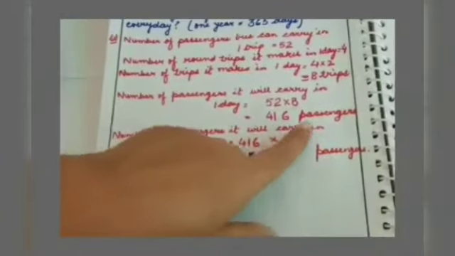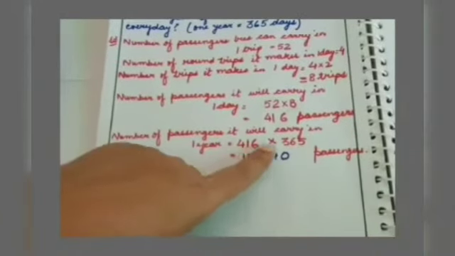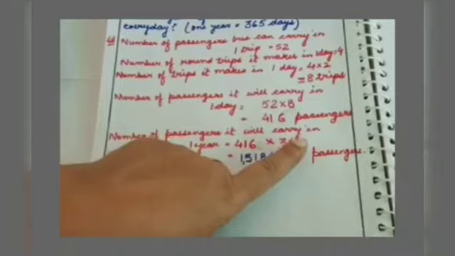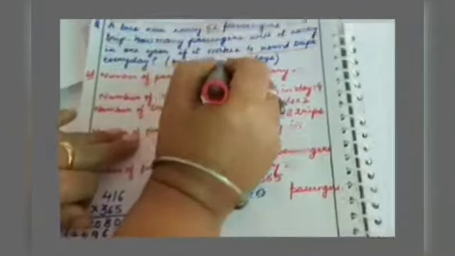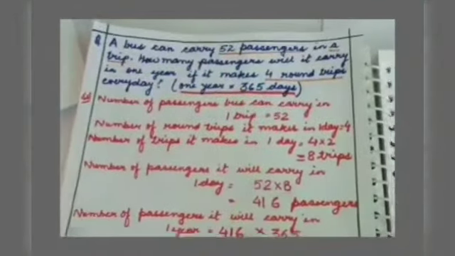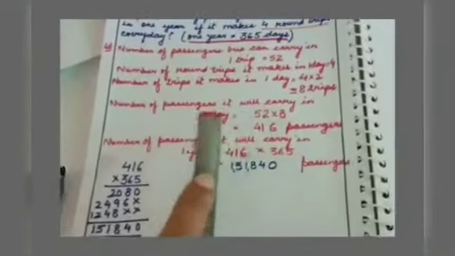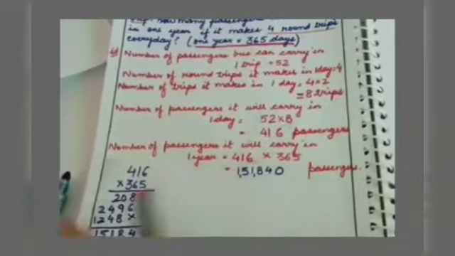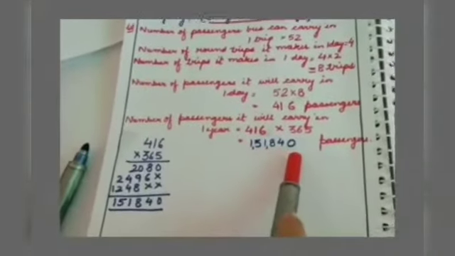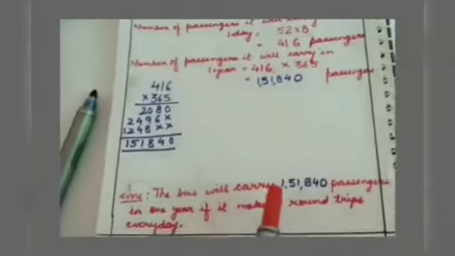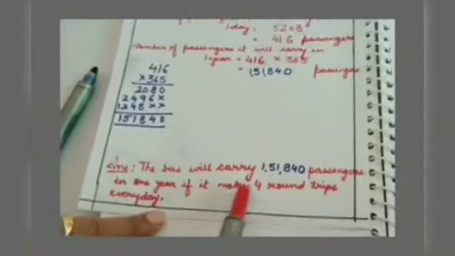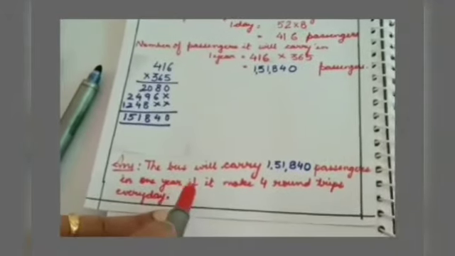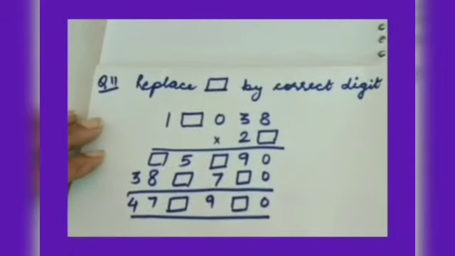So number of passengers it will carry in 1 year. So 416 multiplied by 365. Why 365 here? Because 1 year is equal to 365 days. So we will multiply the number of passengers it carries in one day with the total number of days in the year, and it will make 1,51,840. So the bus will carry 1,51,840 passengers in 1 year if it makes 4 round trips every day. I hope, children, this question is clear by now. Now children, let's move on to the next question.